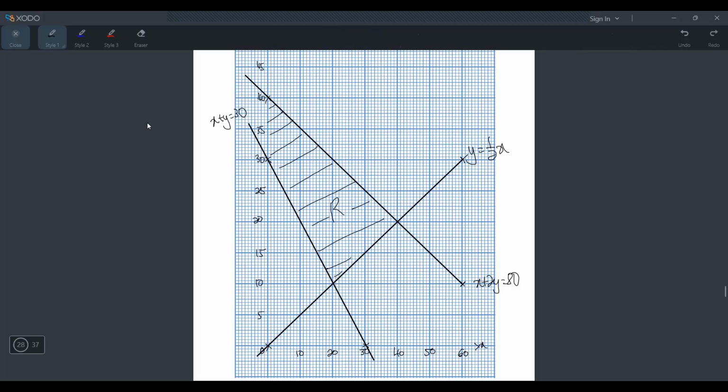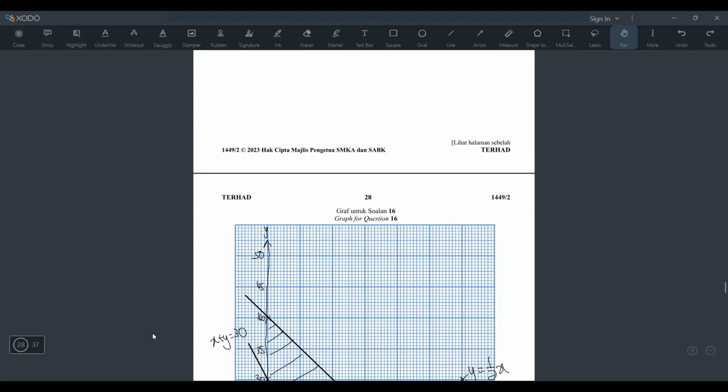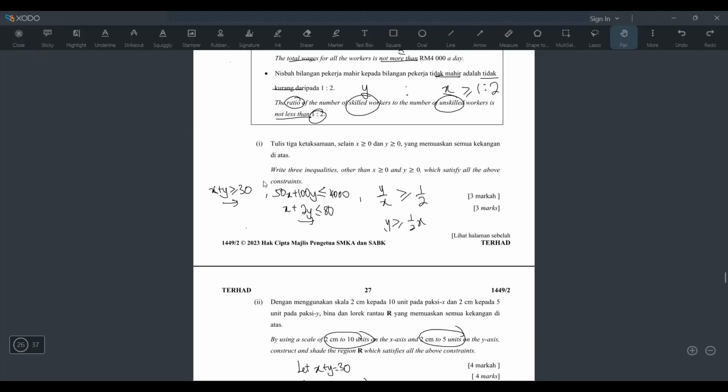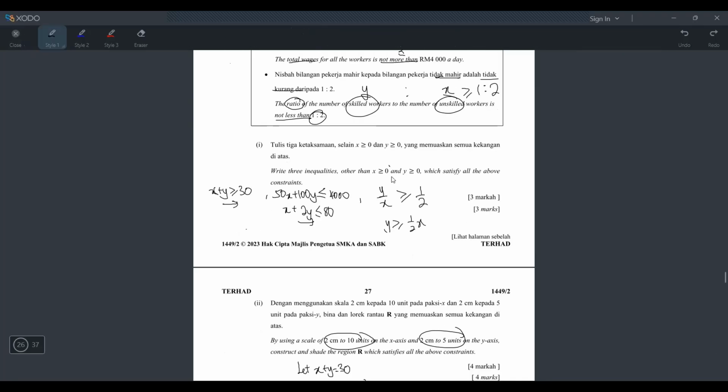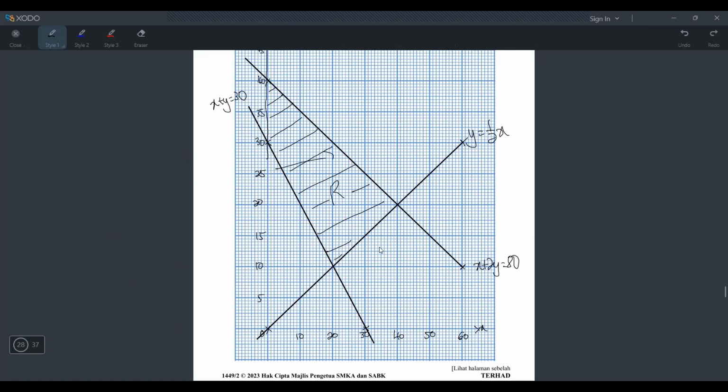I want to mention something here. When we shade it, don't shade it until this side, because it has to be positive. If you look here, they already mentioned, other than x bigger than 0, y bigger than 0. It means everything happens in the first quadrant. Everything has to be y bigger than 0, x bigger than 0. That's why when we shade this, we cannot shade until this part, right?